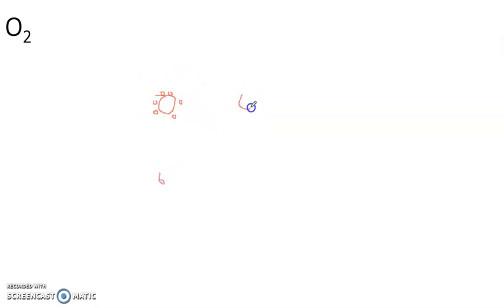Let's draw our other oxygen. 1, 2, 3, 4. Okay, but in this case, instead of doing 5, 6 there, I'm going to do 5, 6 here. That way we have the open spots facing the other atom's open spot. Now, first thing you want to do is make a single bond. Now, what is a single bond? A single bond is a sharing between two electrons.